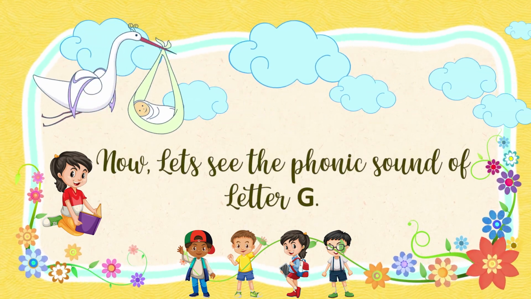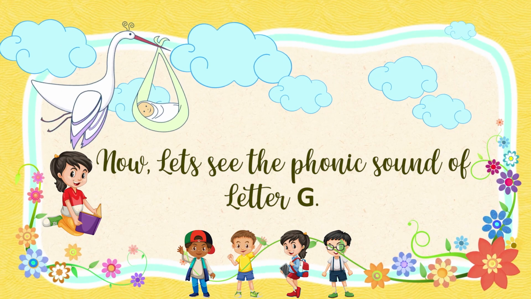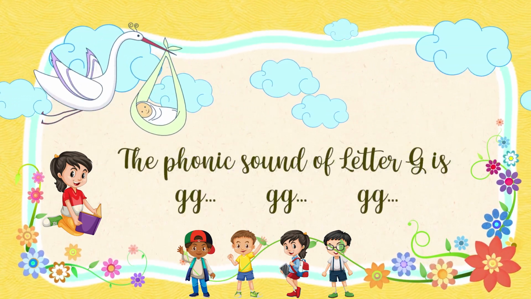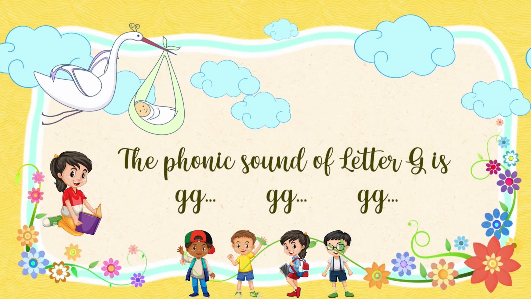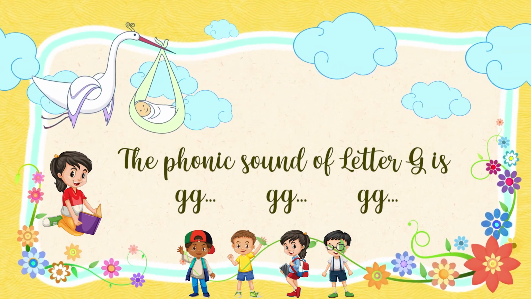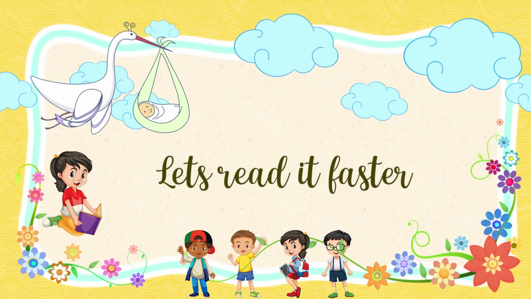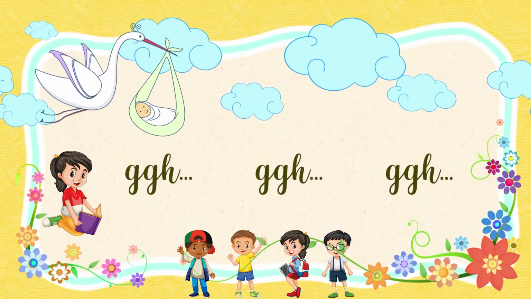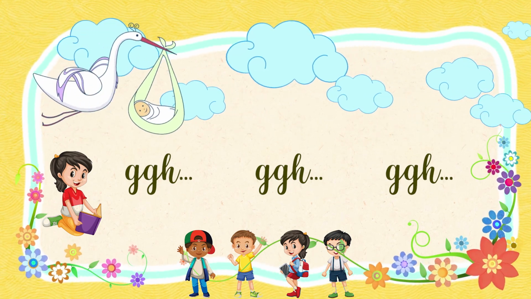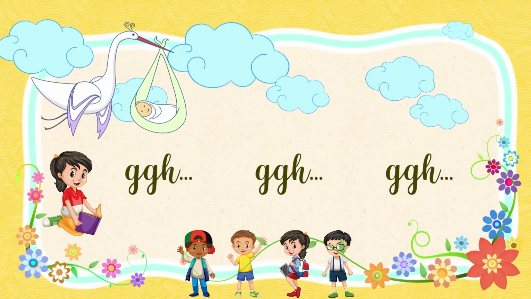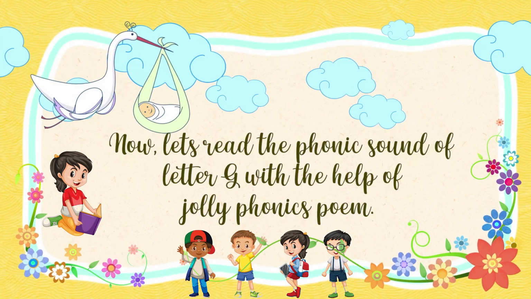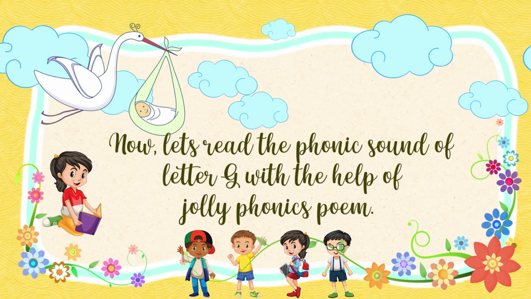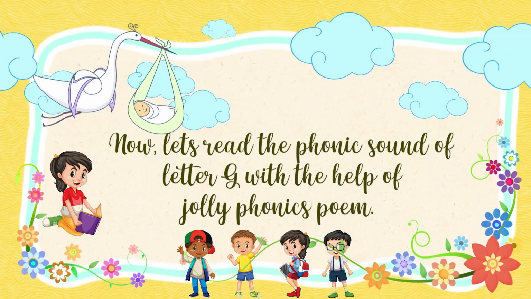After looking how the letter G looks like, let's see the phonic sound of letter G. The phonic sound of letter G is G. Let's read it faster. G, G, G. Like water gurgles down the drain. G, G, G.